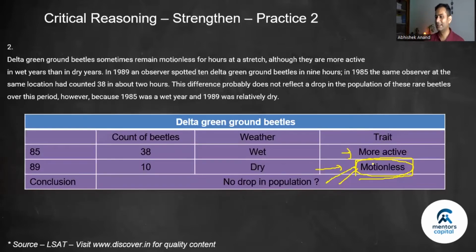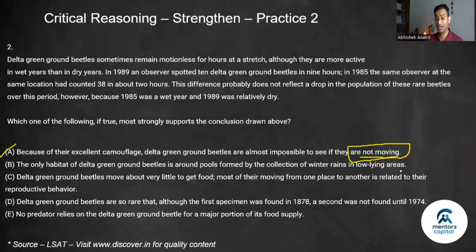So basically this justifies. It's not that they were not there, they were there, but they were not moving, and because they were not moving and the camouflage, you were not able to see them. तो अगर तुम देख नहीं पा रहे हो, इसका मतलब ये नहीं कि वो है नहीं वहां पे, वो थे वहां पे, but because they were motionless, you can't see them, and therefore a drop in the count. So a good question. The answer is A.